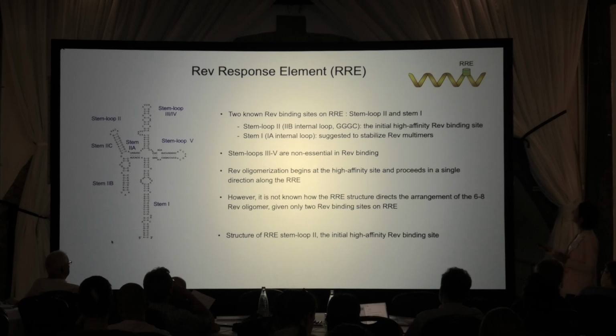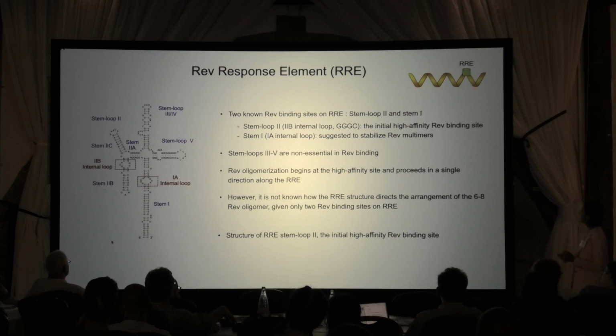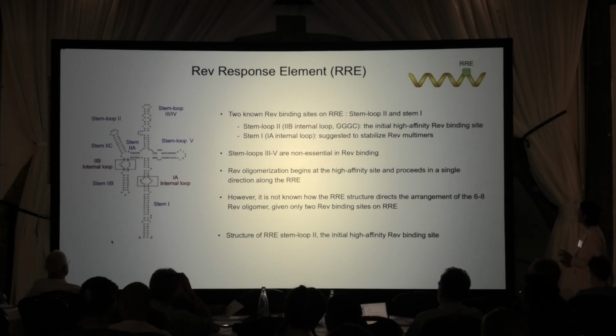Stem loop 2 consists of stem A, stem loop B, and stem loop C, and the internal loop in stem loop 2B is suggested to be the initial high-affinity Rev binding site. The secondary Rev binding site is identified in the 1A internal loop. Stem loops 3 to 5 are non-essential in Rev binding, and it has been shown that Rev oligomerization begins at the high-affinity site here and somehow proceeds in a single direction on RRE.